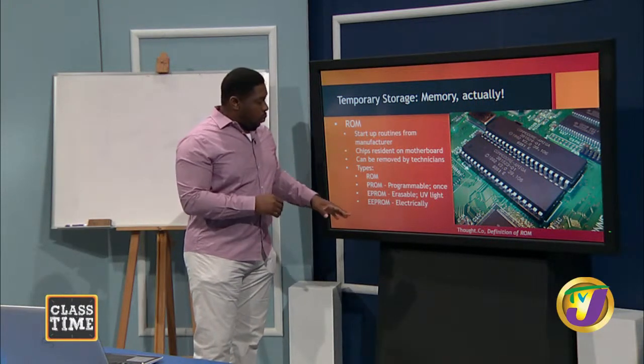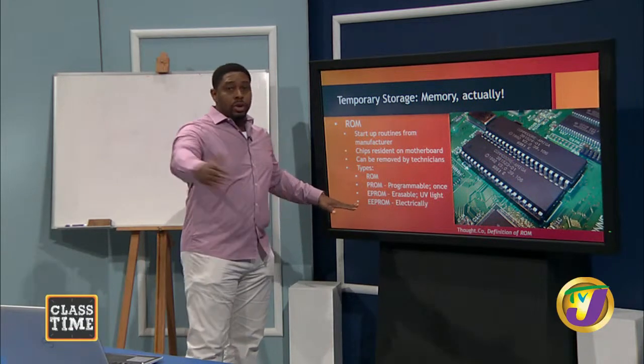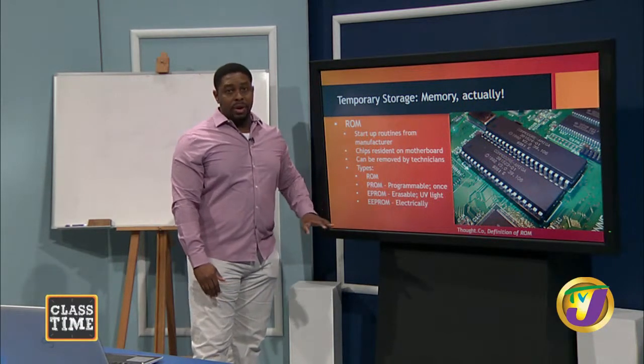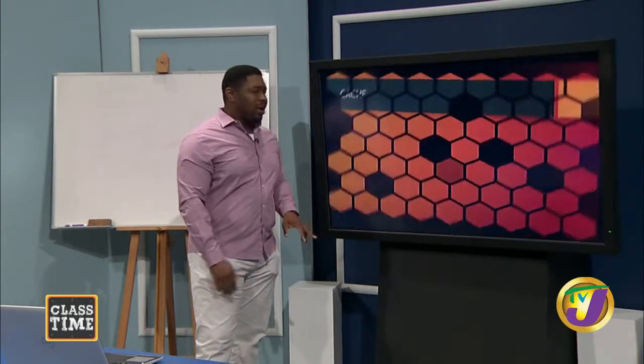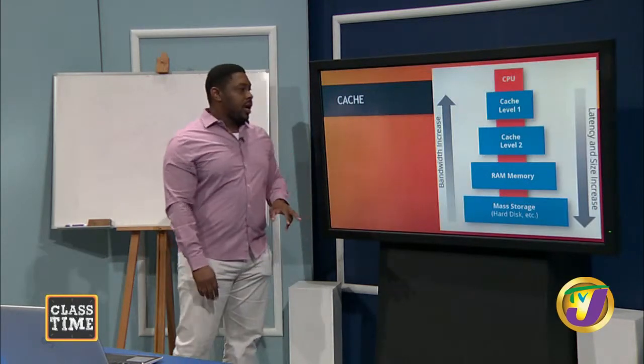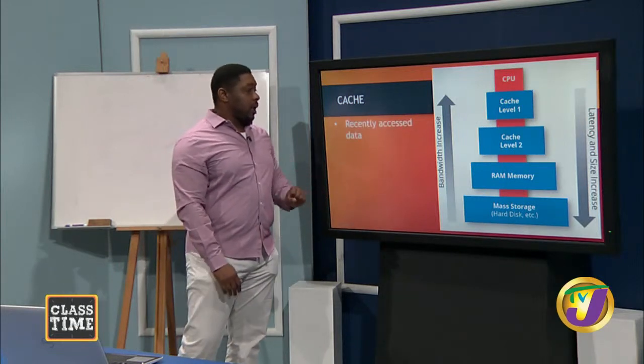And then we are going to look at the evolution of EEPROM, which actually is flash memory, which most of us should already know about when it comes to talking about your phones. So cache is the other one that we need to look at.